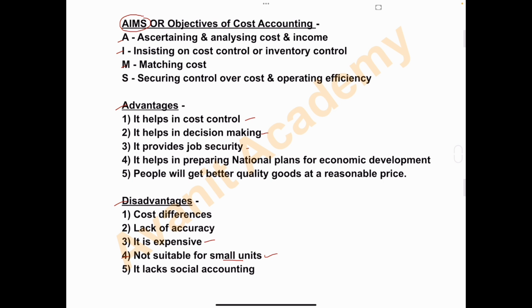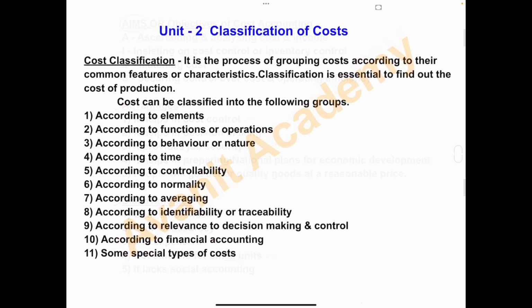So the topic advantages and disadvantages of cost accounting may be asked for 5 marks. Unit 2, classification of cost.